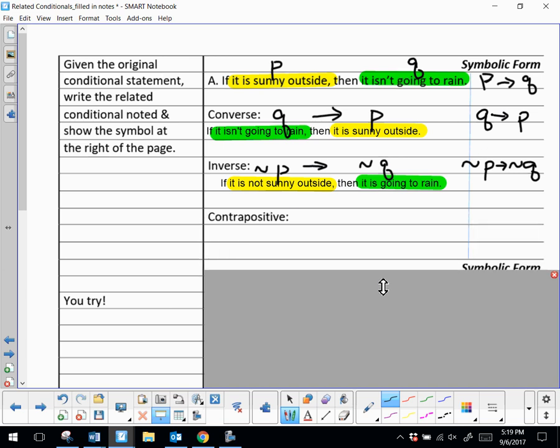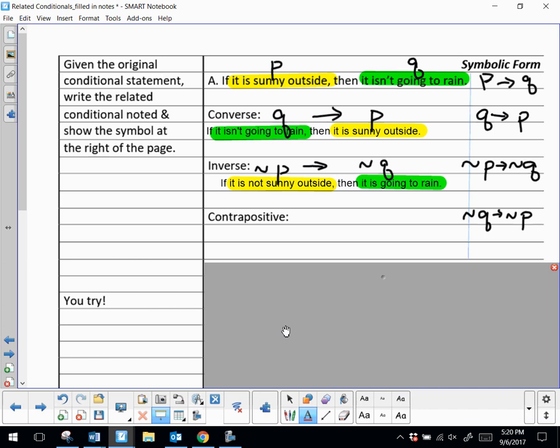Finally, our contrapositive, the biggest term of the related conditionals, and that means we're going to do everything to it. What was originally P to Q, we know we're going to reverse it, and we also have to change whatever the original conditional was to the opposite, meaning if it was not, we go regular, if it was regular, we go not. So let's see how this looks.